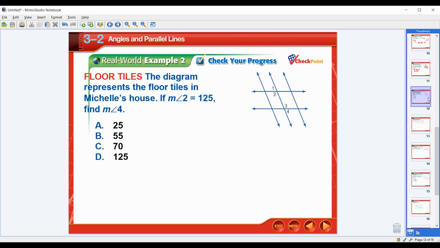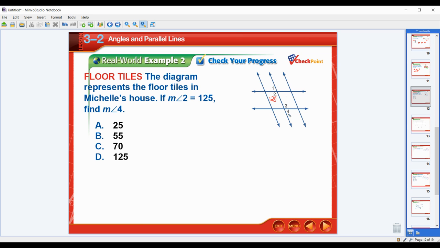All right, let's move on now. So this question here asks us, if the measure of angle 2 is 125, just like it was in the previous question, then what is the measure of angle 4? There's a couple different ways to do this. Let's just pretend that we have no idea what number 3 is. I know we found it in the last question. Let's just pretend we don't know what it is.